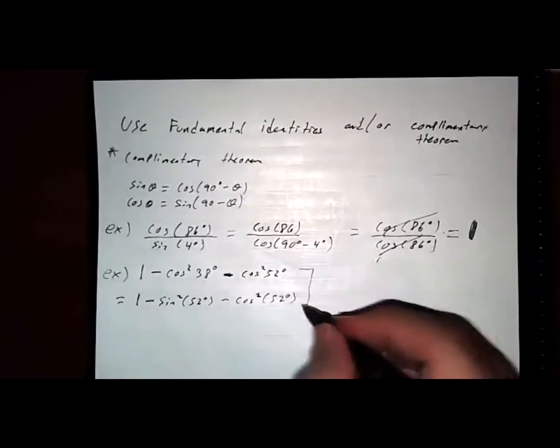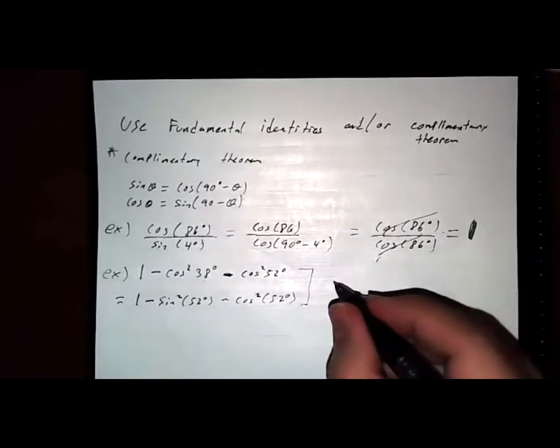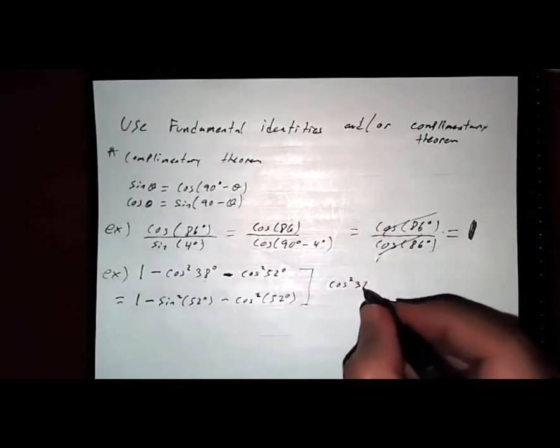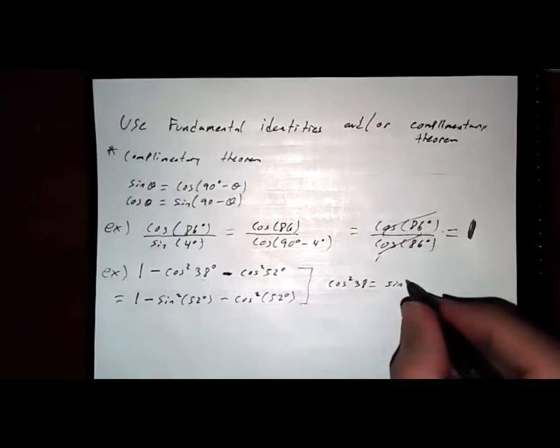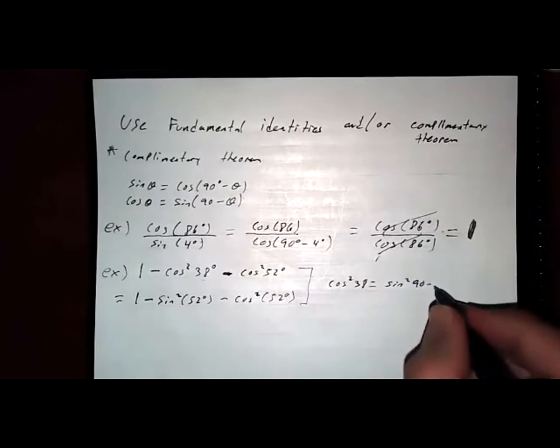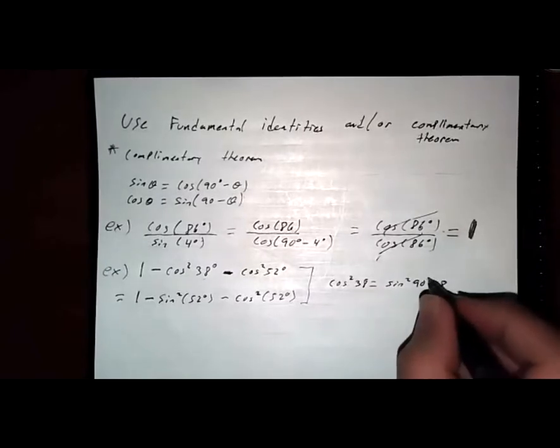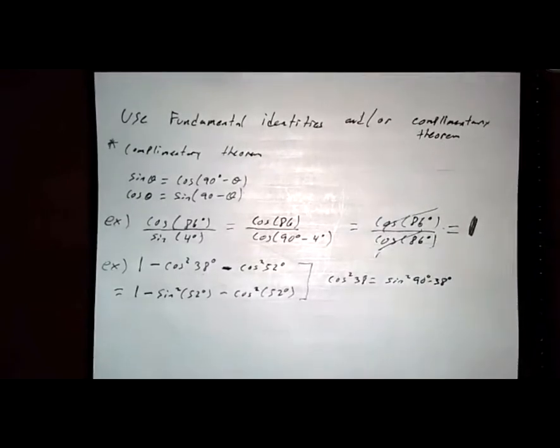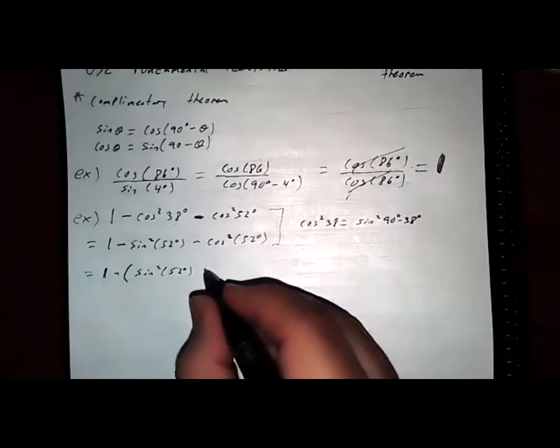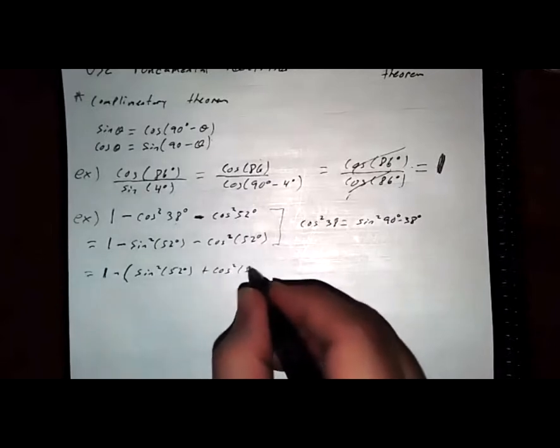So from here to here I use the idea that cosine squared of 38 is equal to sine squared of 90 minus 38 using the complementary theorem. That's what we did. So I replaced this, substitute. But the reason we did that is so you can see this. I can factor a negative out, giving us sine squared of 52 plus cosine squared of 52.